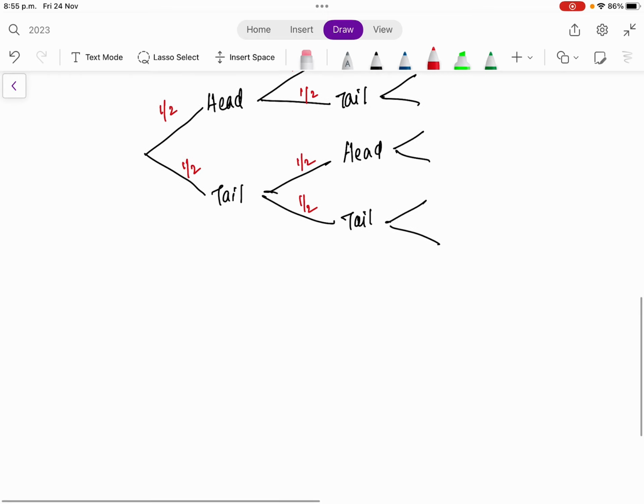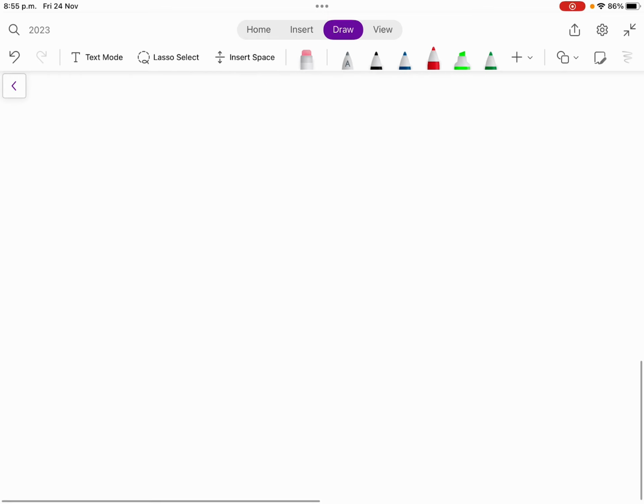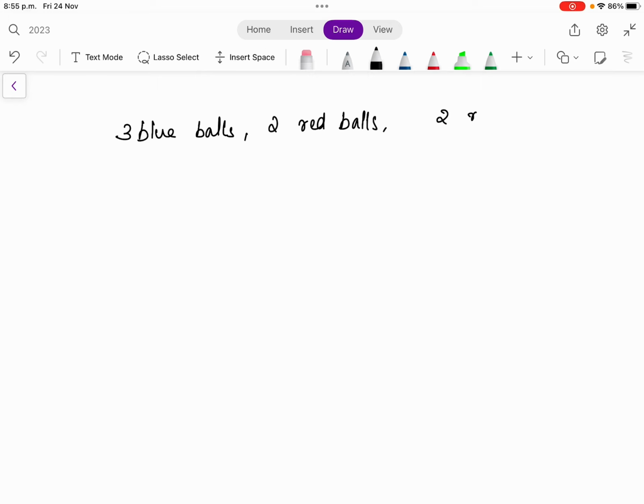Now similarly, if you have some other events, for example, 3 blue balls and 2 red balls in a bag, and you are picking a ball 2 times at random, and after picking the first time, you are replacing the ball into the bag. You need to draw the tree diagram for this.